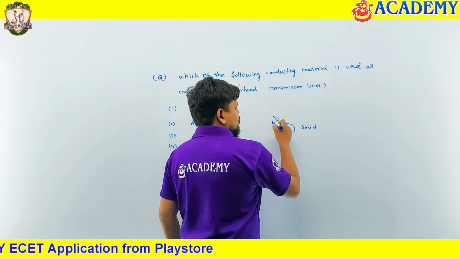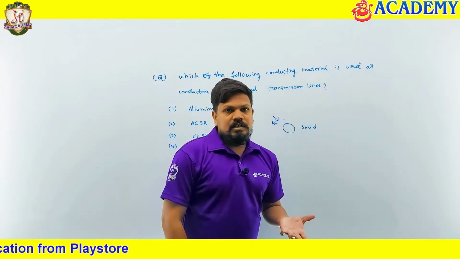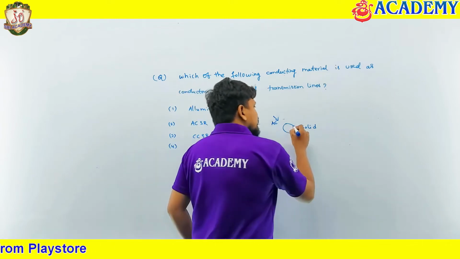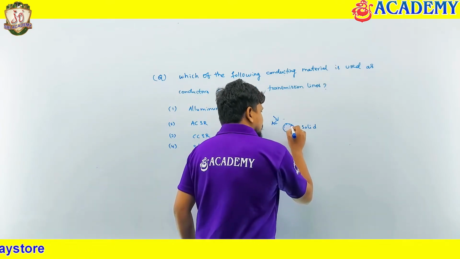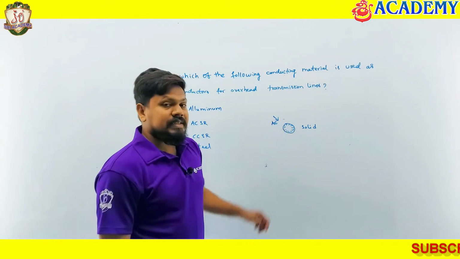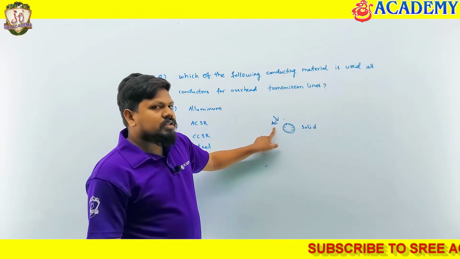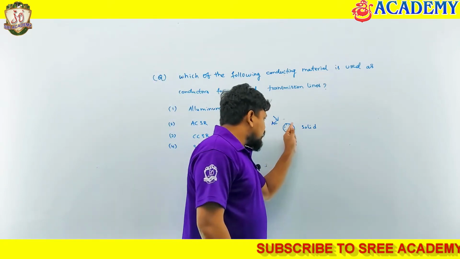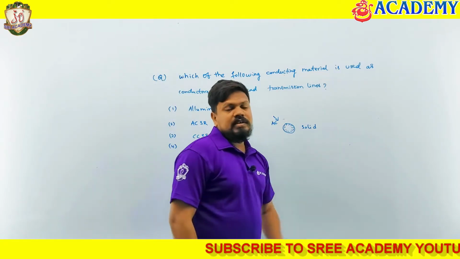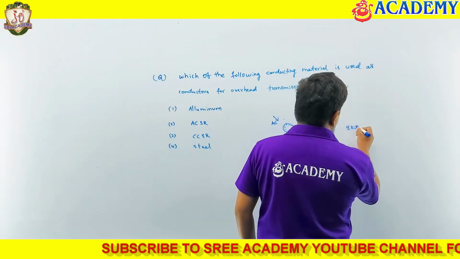Whenever you are transferring some AC current through this one, the ability of AC current to flow near to the skin of the conductor. It will flow only near to the skin of the conductor. That means the ability of this AC current to flow near to the surface of the conductor. What is that effect called? That is called skin effect.